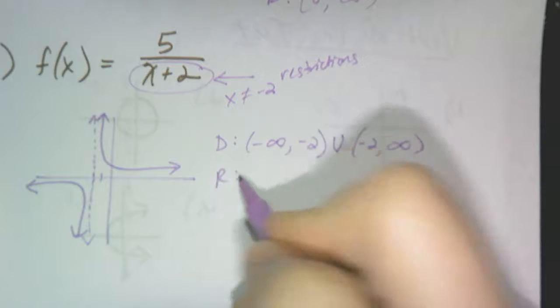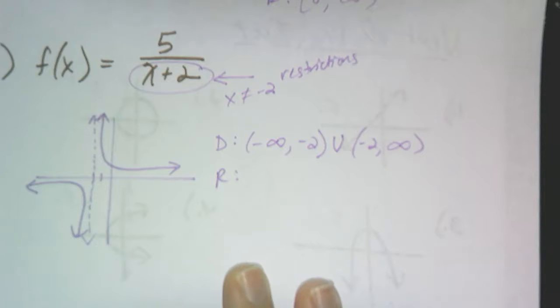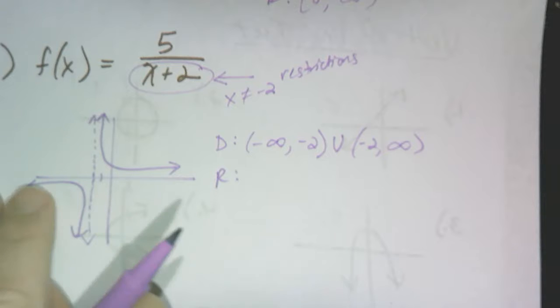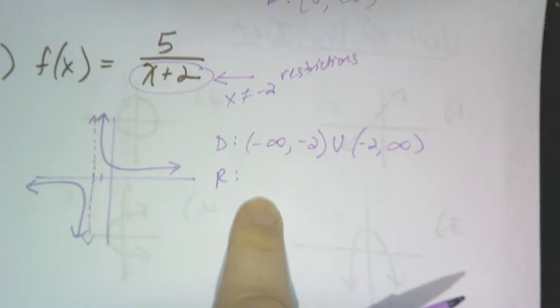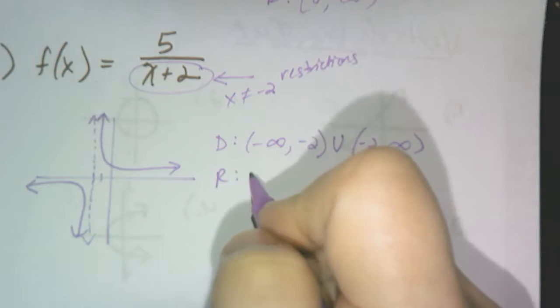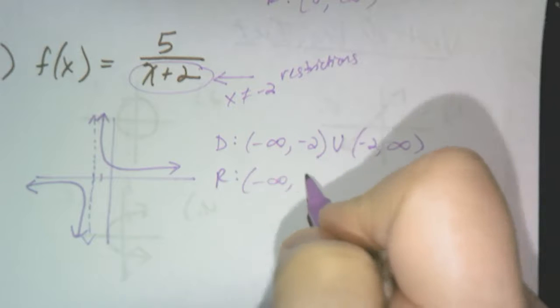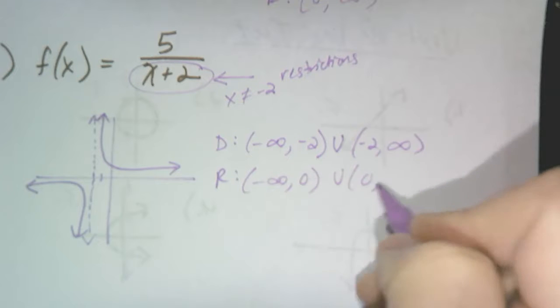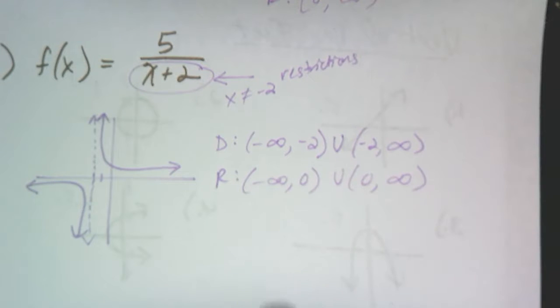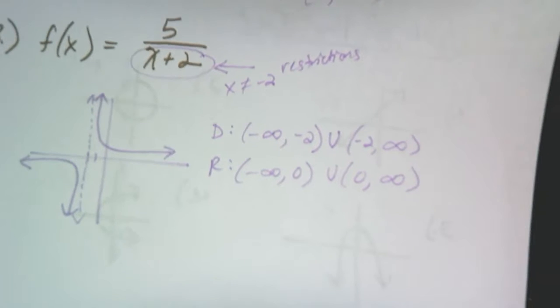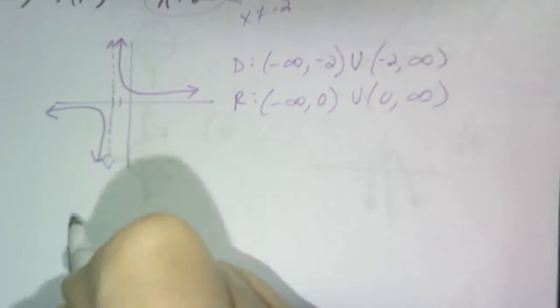For the range, there is not just a vertical asymptote, there is a horizontal asymptote to this one. Does anybody know where the horizontal asymptote is? 0 on the y. So guess how you write your range? Negative infinity to 0 united with 0 to infinity. So that is like the one challenge that you would see today.